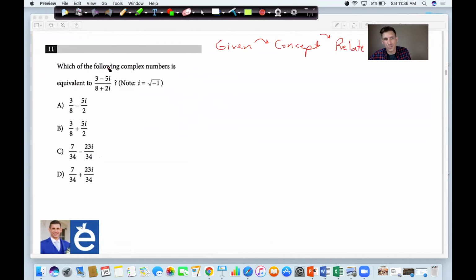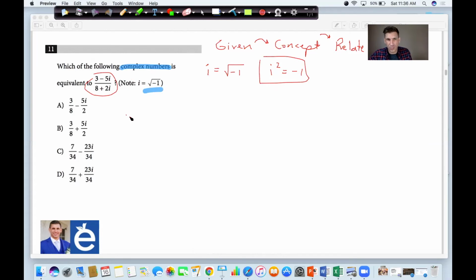All right, here it says, which of the following complex numbers is equivalent to this? Now, quick tip, whenever they give you complex numbers, and whenever you see i equals the radical of negative 1, and you have i's in your answer choices, you think of this: i squared equals negative 1. This is immediately what you have to associate. i squared equals negative 1, okay?